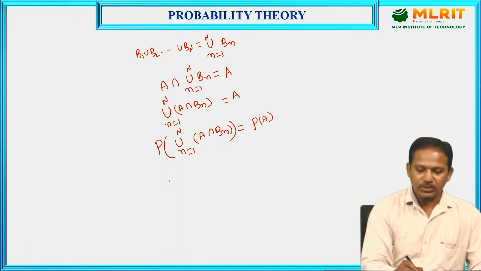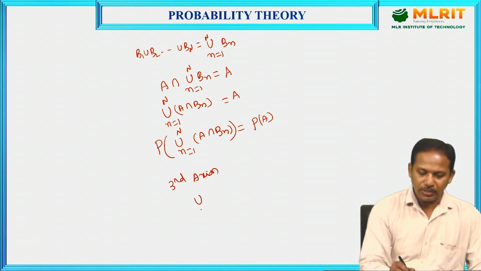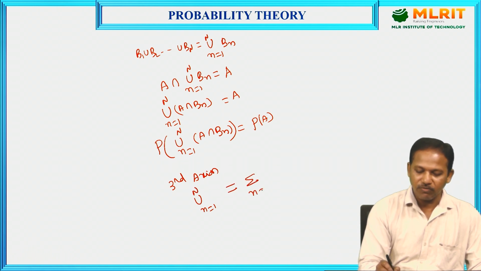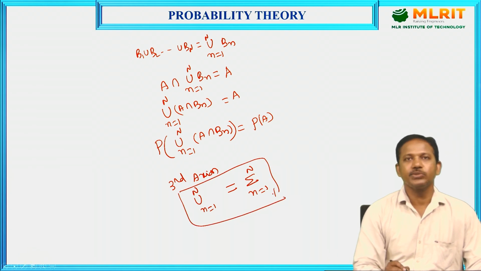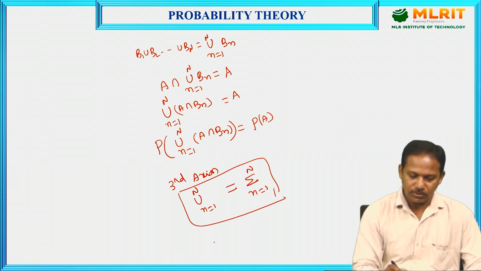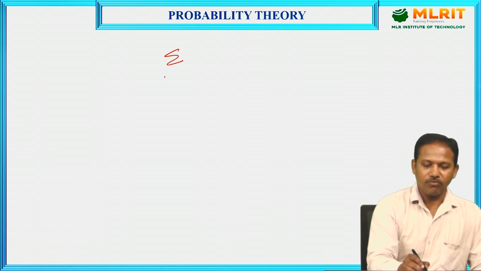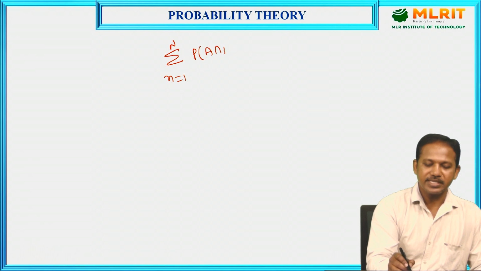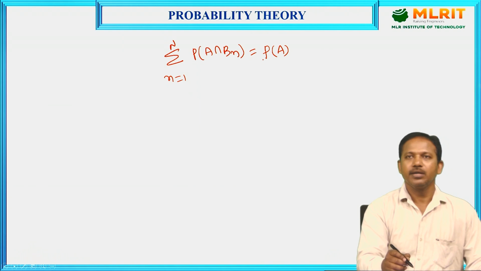Here, by using the third axiom, we know that the probability of a union is also equal to the summation in the case of mutually exclusive events. Now I want to apply that axiom here. So rearrange the above equation: summation of n equal to 1 to n of P of A intersection Bn is equal to P of A. So this is the total probability.